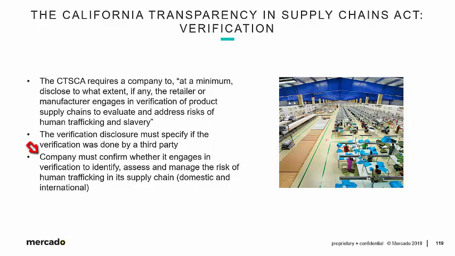The company must confirm whether it engages in verification to identify, assess, and manage the risk of human trafficking in its supply chain. And that is both domestic U.S., because it can happen here too, as well as internationally. This means that a company on its website has to make an explicit declaration, a confirmation about whether or not it engages in the verification of these points.